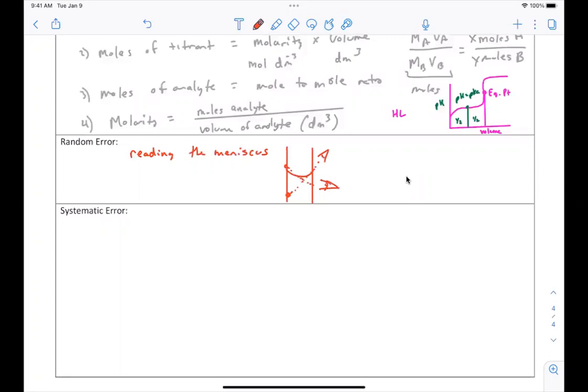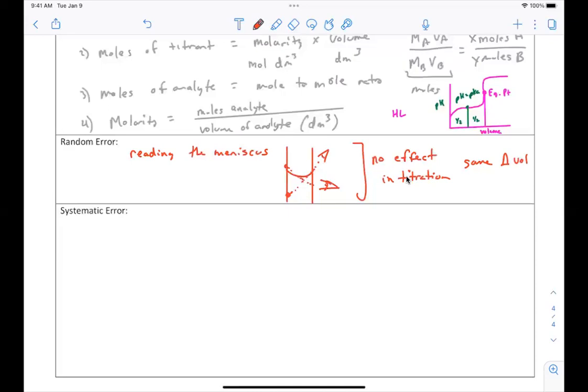But let me ask you this. In this experiment, if you read the meniscus the same way every time, does it matter? No. Why? Still initial minus final. If you're going to be off by the same amount in both values, the difference will still be the same. So this actually has no effect in titration if you're doing it the same way, because you'll get the same change in volume, delta volume. Whenever you're doing the difference, having error like that doesn't matter because you're just looking at the change.